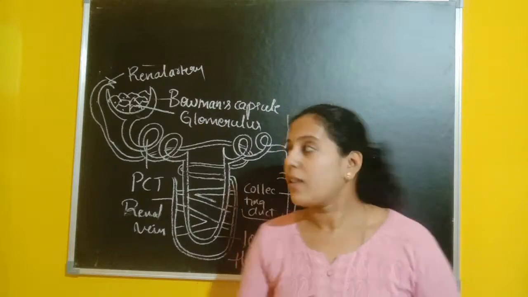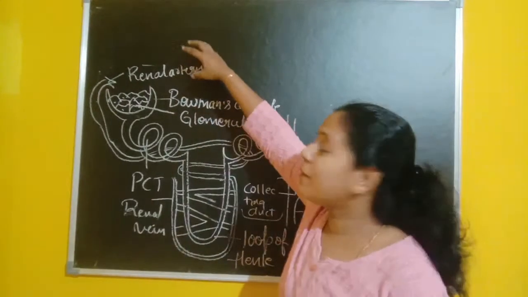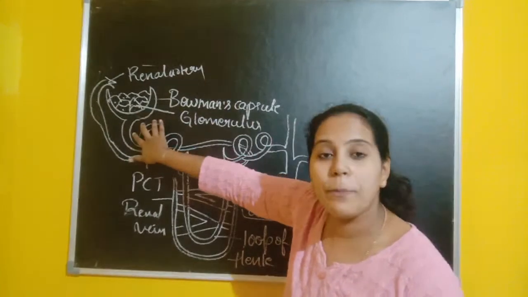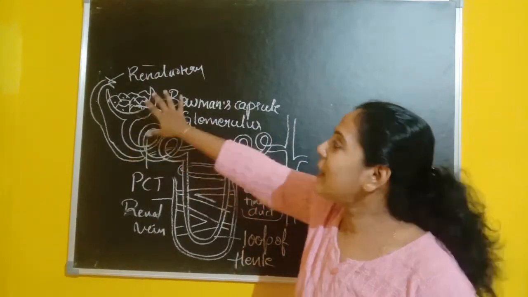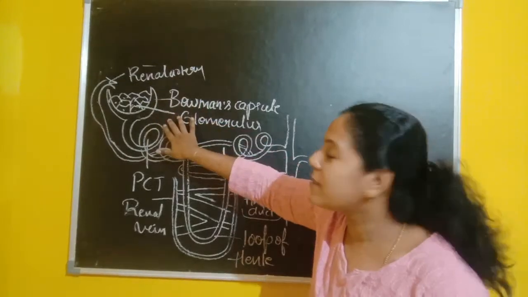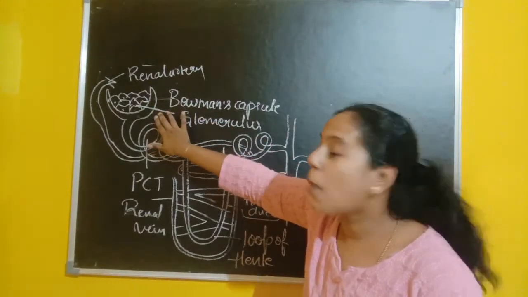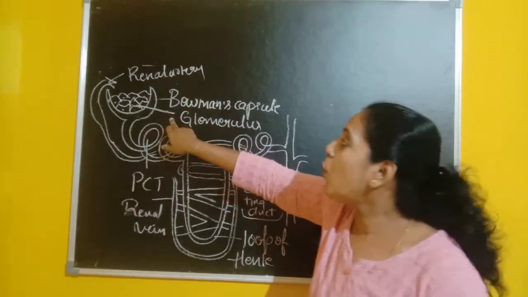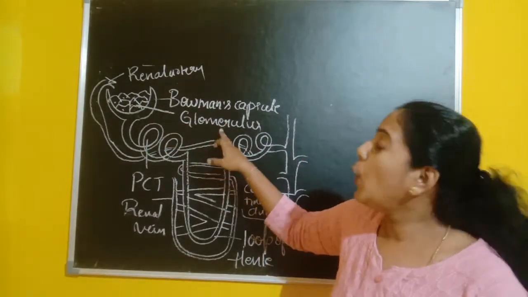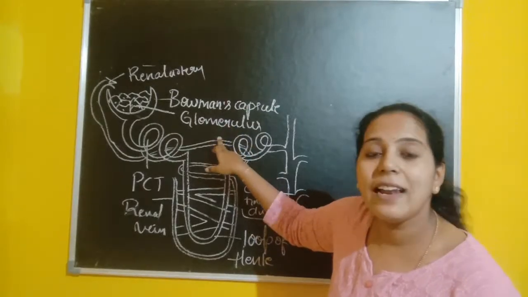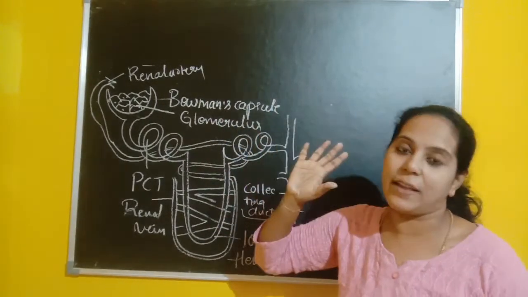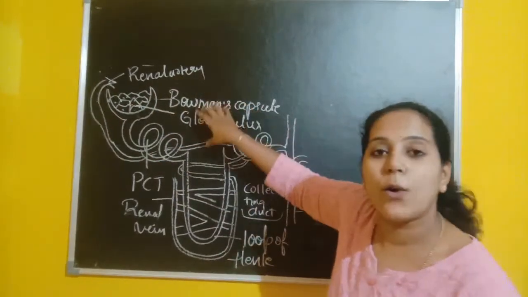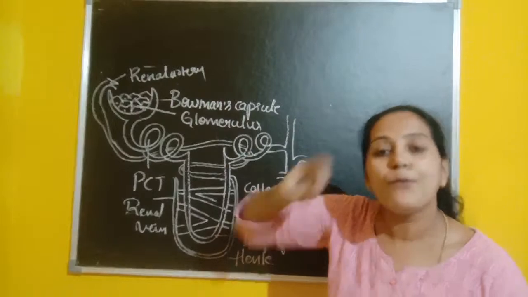How does it happen? See, the blood from the renal artery enters the cup-shaped Bowman's capsule. Bowman's capsule contains thin blood capillaries, called the glomerulus. In this glomerulus, the first step, filtration, happens. Filtration starts in the Bowman's capsule and also the glomerulus. Write it simply and take full marks.